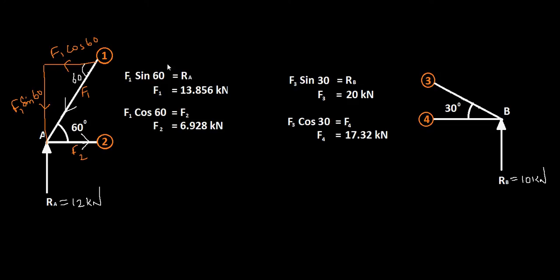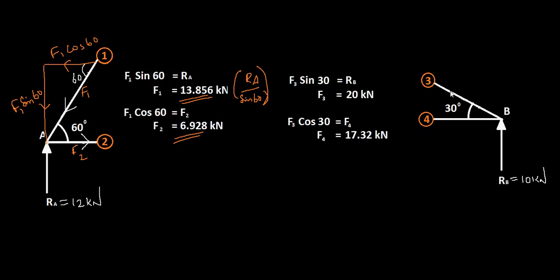So from these two equations, Ra equal to F1 sin 60, you can calculate F1 as 13.856 and F2 equal to F1 cos 60, you have F2 equal to 6.928. This is calculated as Ra divided by sin 60. And you are applying the same conditions here.